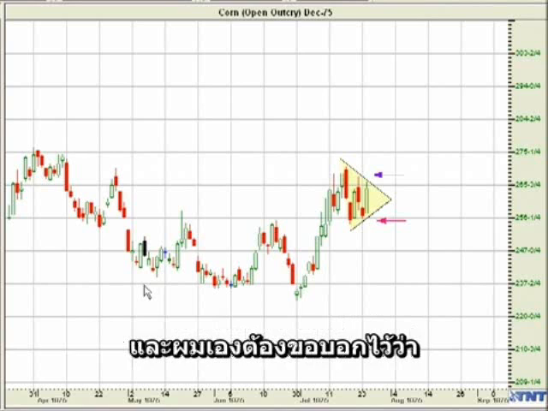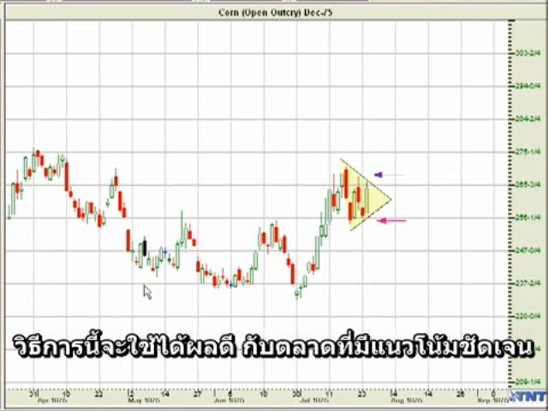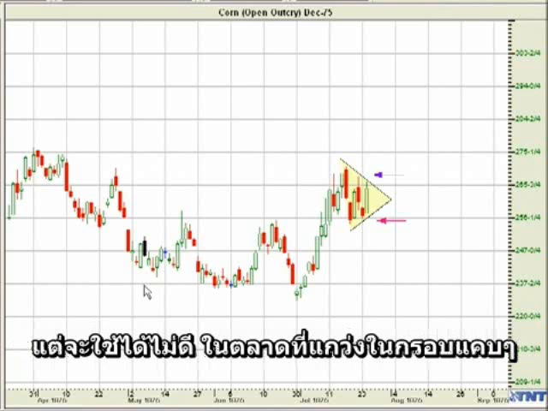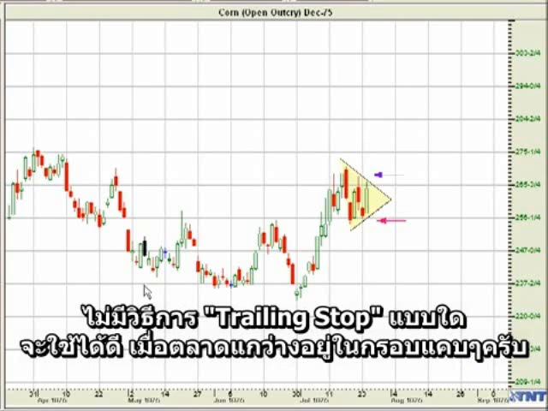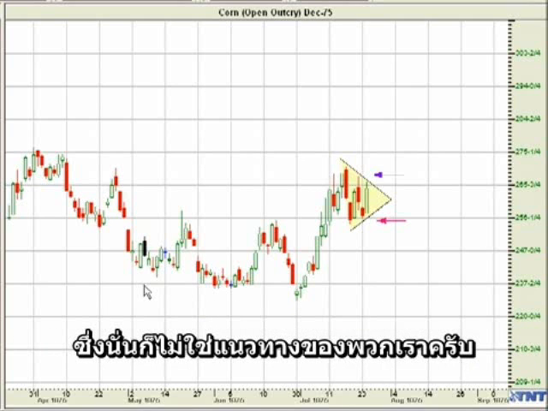And I do have to point out that this method works very well in a trending market, but it does not work so well in a ranging market. No stop will really keep you in a ranging market, and that's not really the idea anyways.